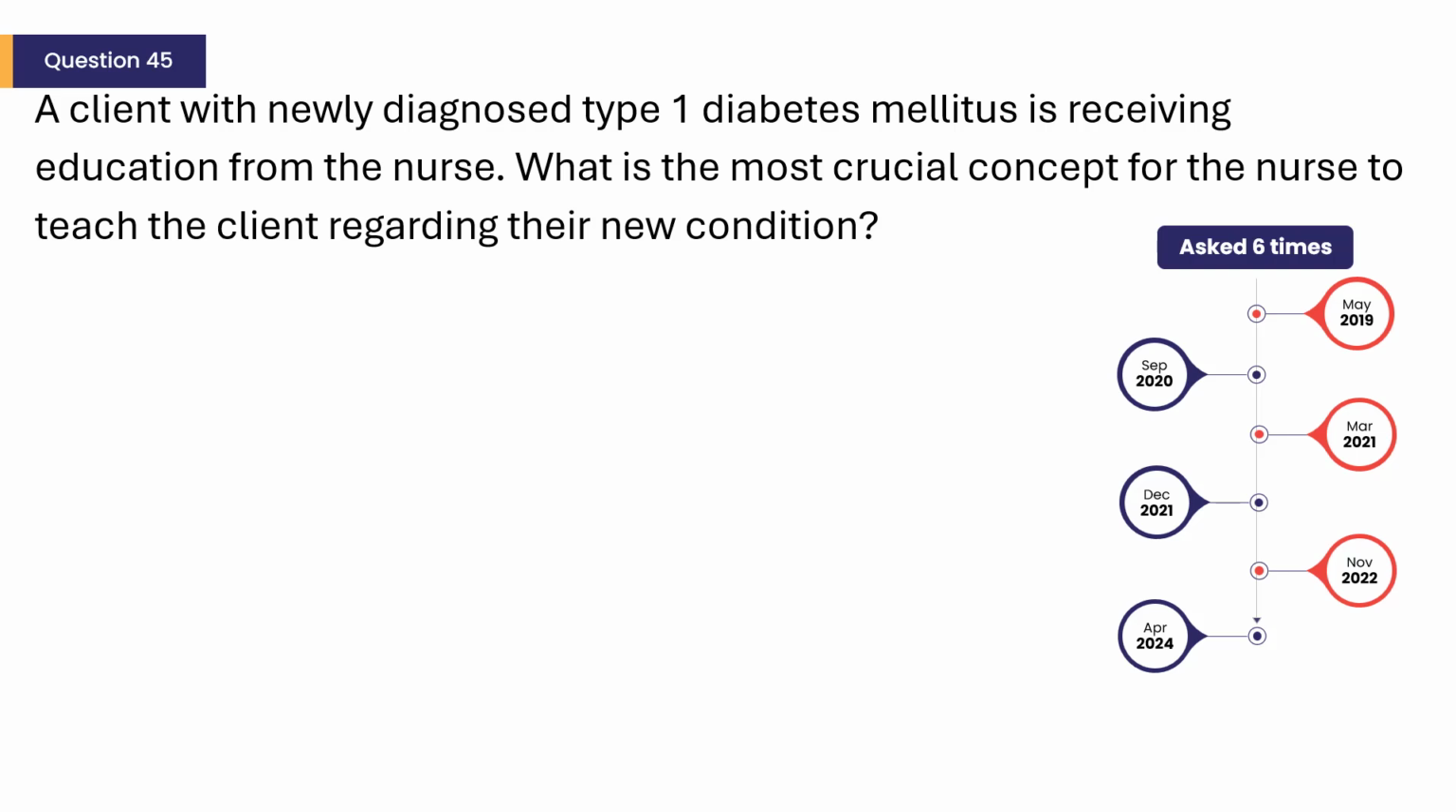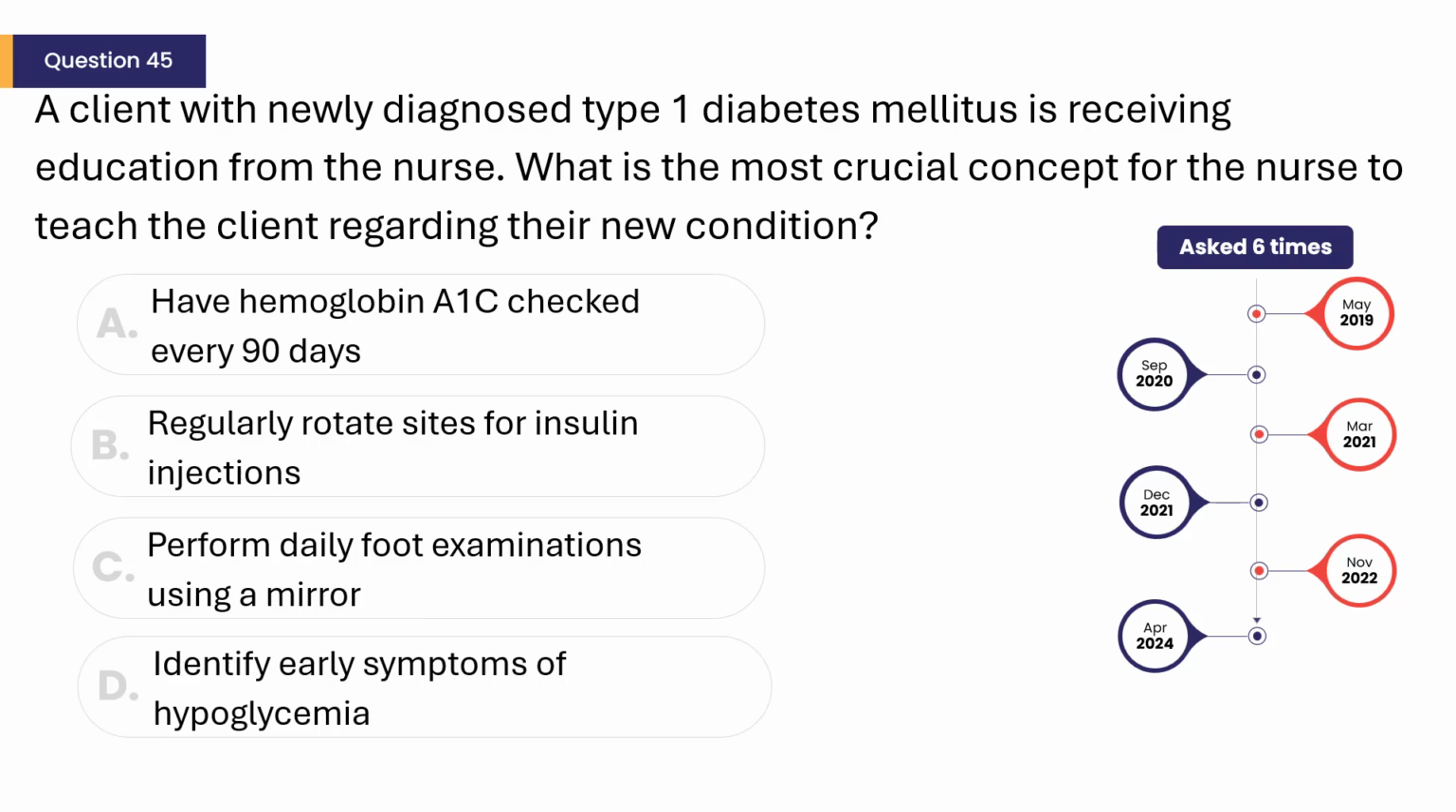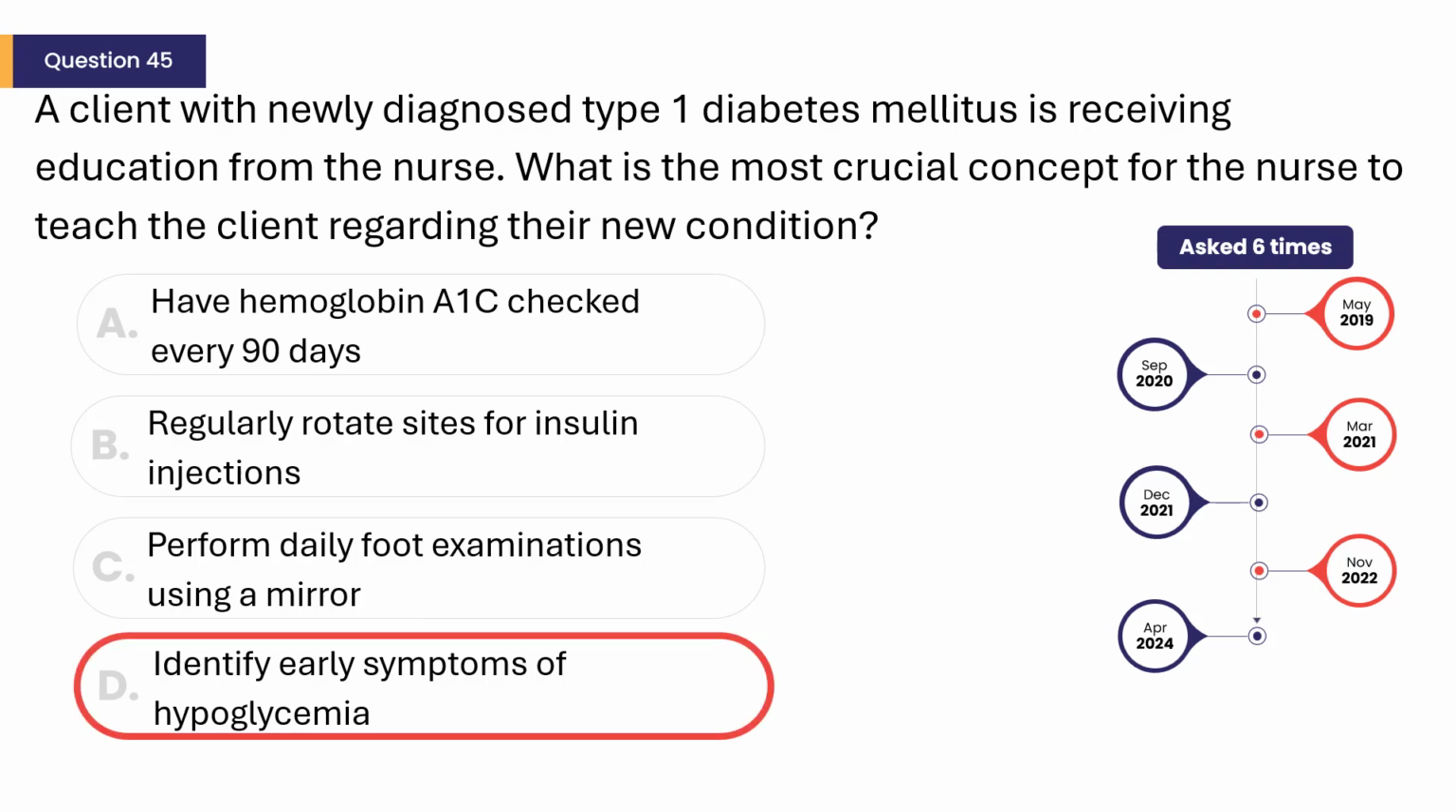A. Have hemoglobin A1C checked every 90 days. B. Regularly rotate sites for insulin injections. C. Perform daily foot examinations using a mirror. D. Identify early symptoms of hypoglycemia. The correct answer is D. Identify early symptoms of hypoglycemia.